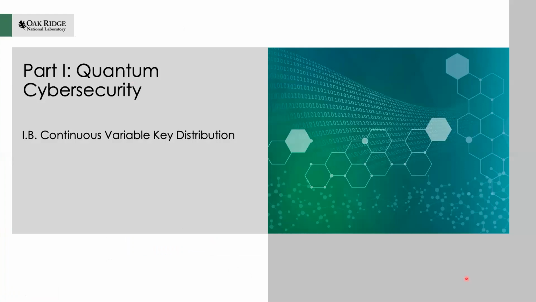Okay, so now continuous variable key distribution. Most of what I've been talking about so far has been discrete variable quantum key distribution, where we encode in polarization, but there's another approach out there which encodes in the amplitude and phase.